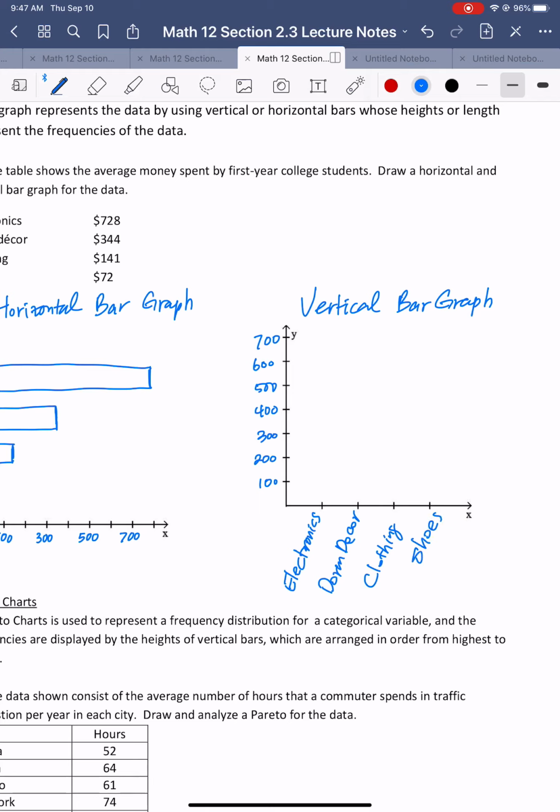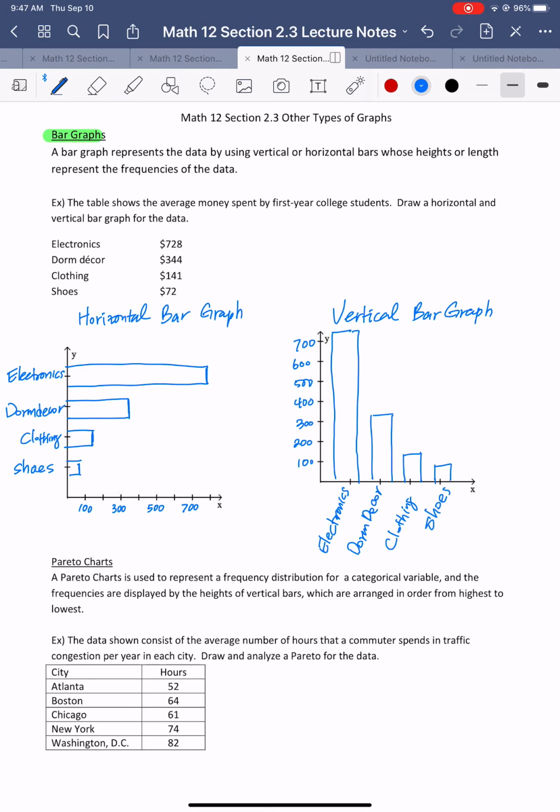Electronics is 728, so the bar is going to be about here. Then dorm decor is 344, clothing is 141, and shoes is 72. So those we call the bar graphs.